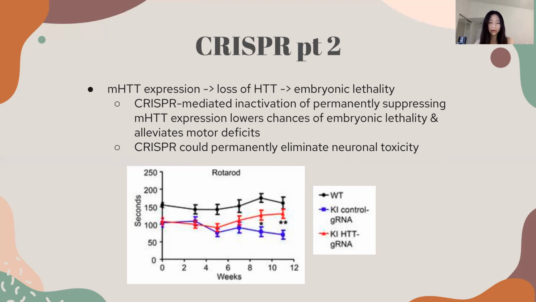Hence, CRISPR is very advantageous in correcting gene mutations. Not only does it open up opportunities for treating neurodegenerative diseases by inhibiting or modifying mutant protein expression, but it also is a cheaper method that can simultaneously modify genes at multiple independent DNA sites. Next.